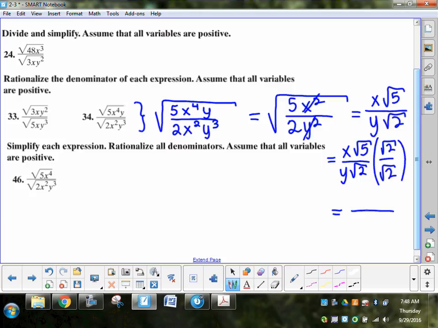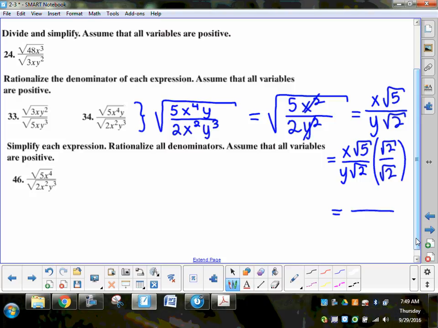All you have to do is multiply. Well, would the x go under the radical? Is it under a radical now? So you can't just put it under one. So what do you have? X, yeah. And what about down in the denominator? What's y times root 2 going to give you? Right?